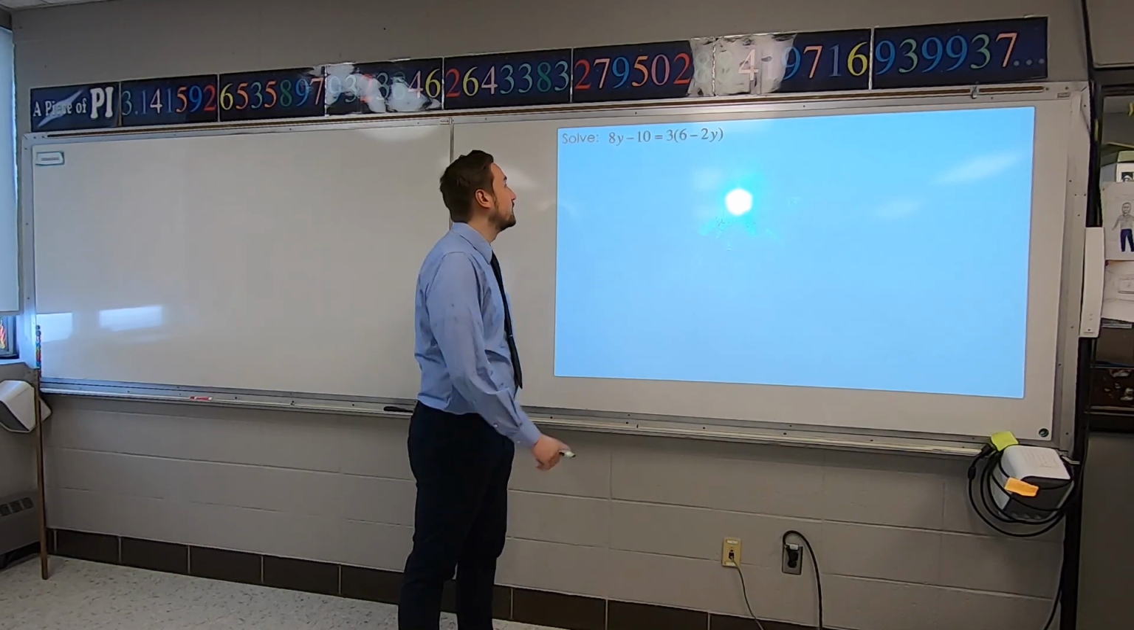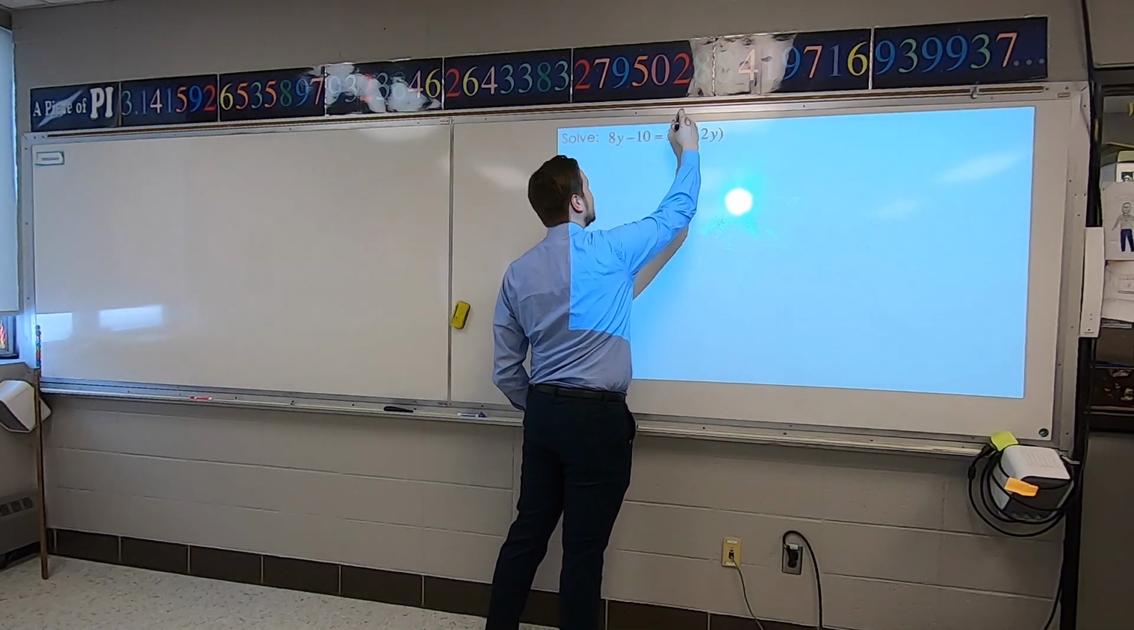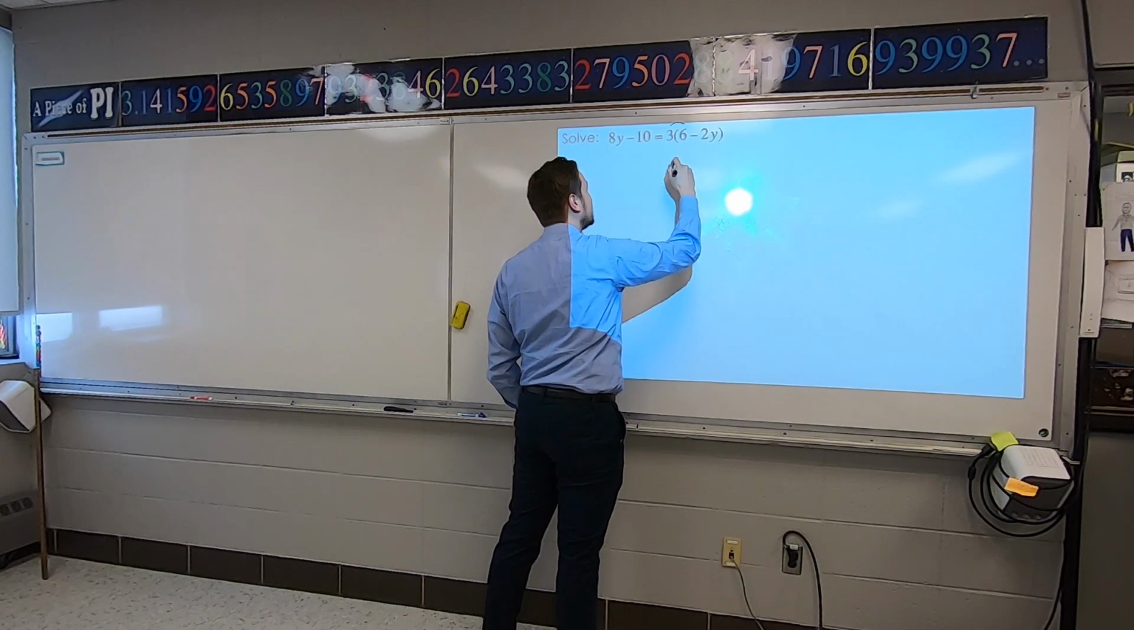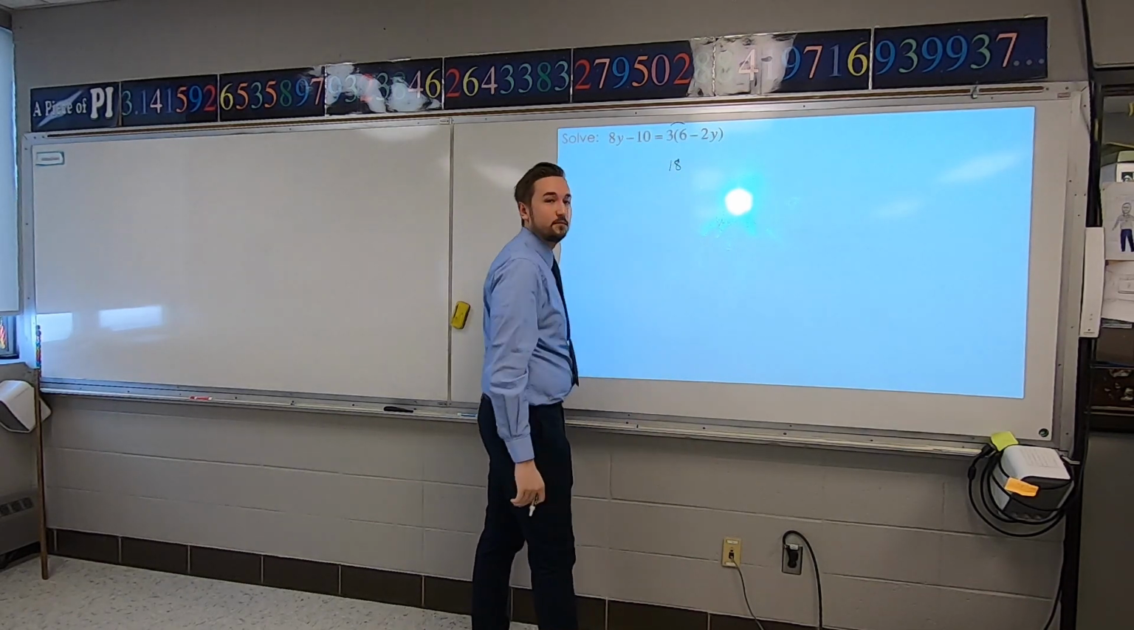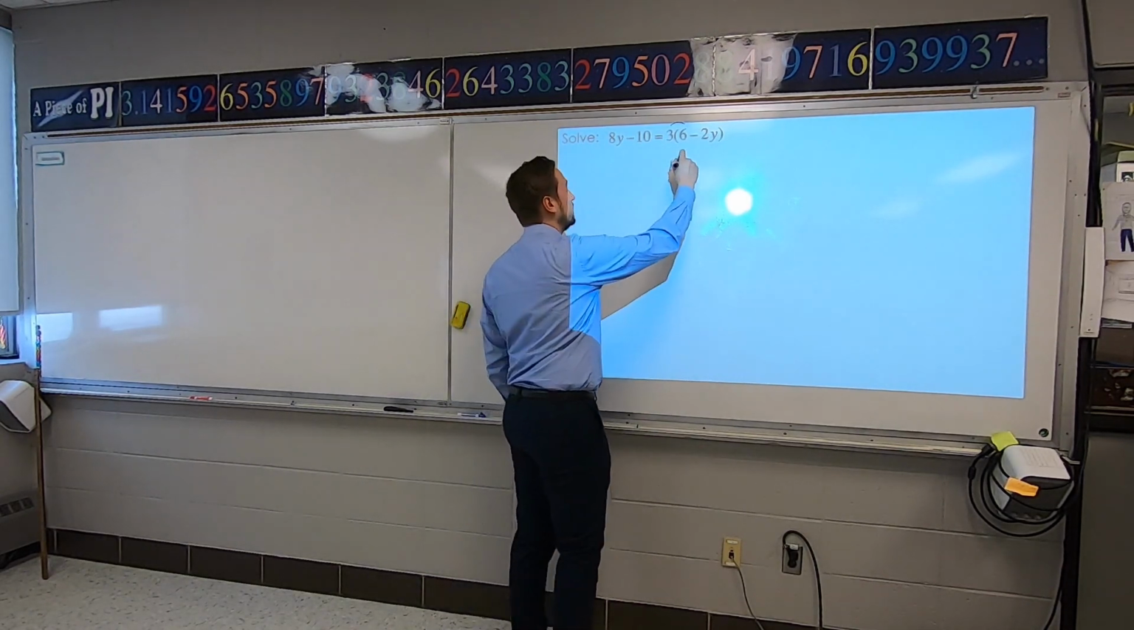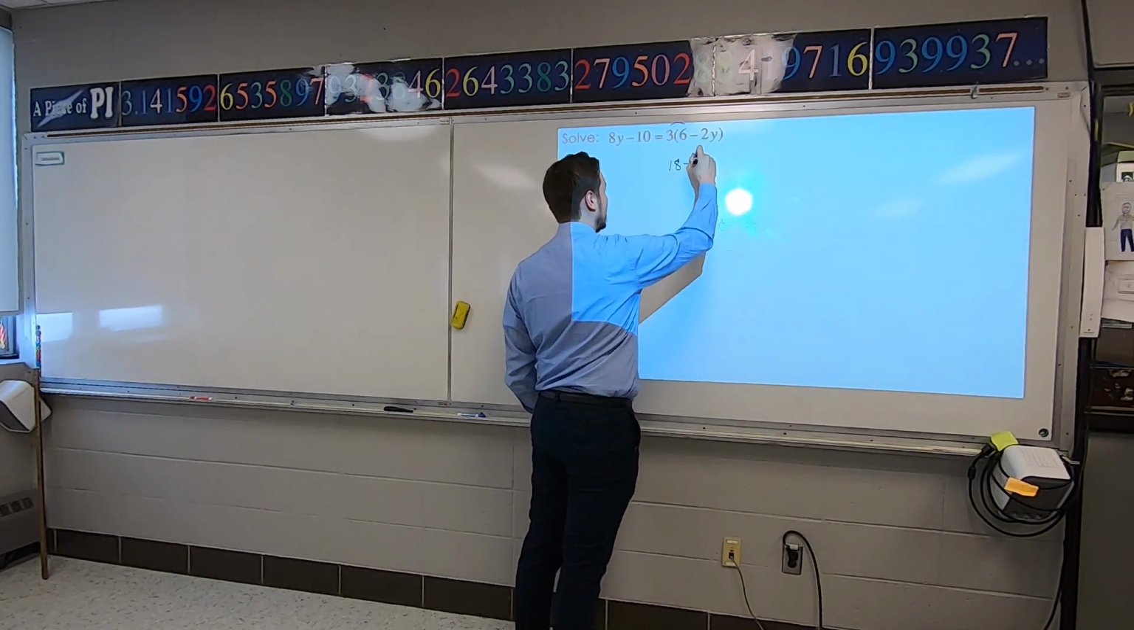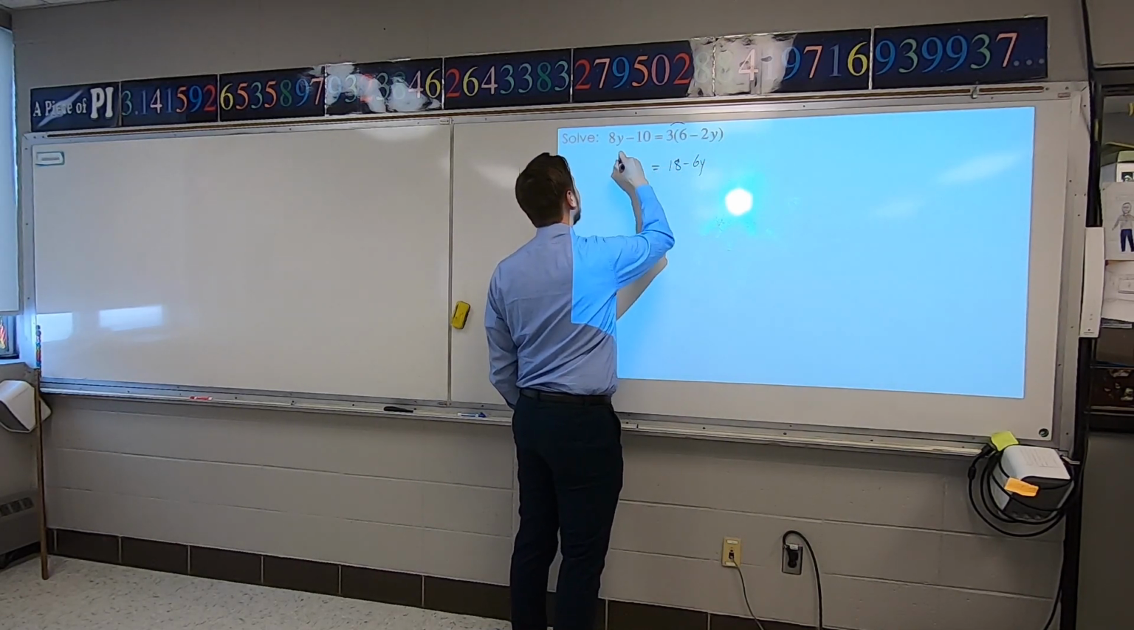3 times 6. We want to distribute, so we'll take 3 times 6. What is 3 times 6? 18. Now what? 3 times 2. What is 3 times 2? 6. And just rewrite the rest of the problem.